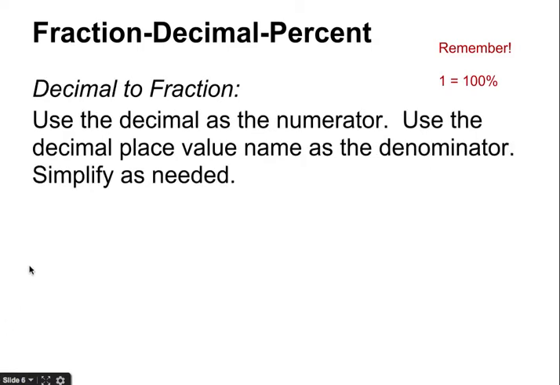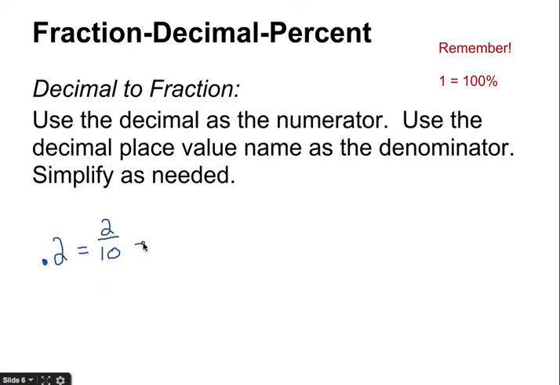Okay, the final conversions we need to do are decimals into fractions and decimals into percents. So we're going to use our decimal as the numerator, and then use the decimal place name value as the denominator. So let's use 0.2, 2/10. Even as I say it, I know that 2 should be my numerator, and then because it's 2/10, the 10 will stay my denominator.